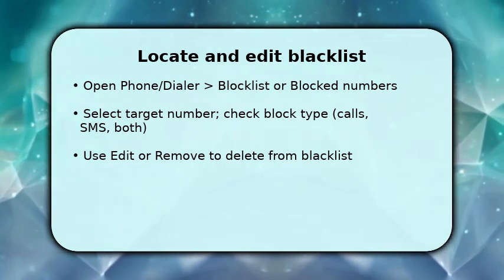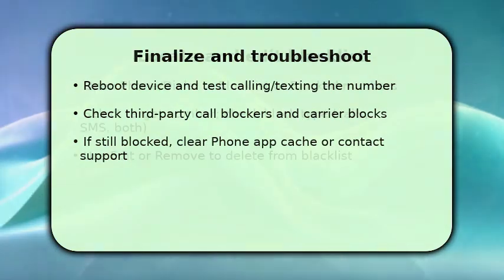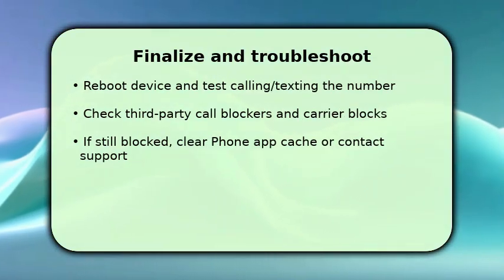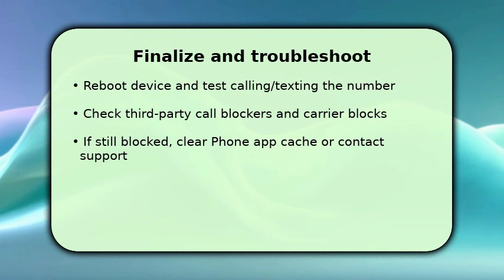To finish, reboot your Vivo and immediately test by calling or texting the previously blocked number. You'll know it worked when the call rings or the message sends.